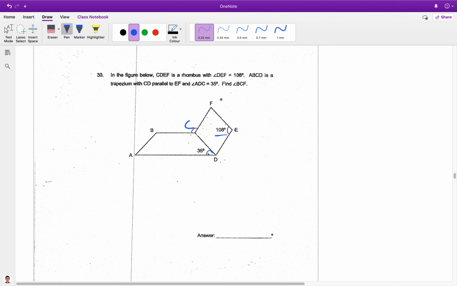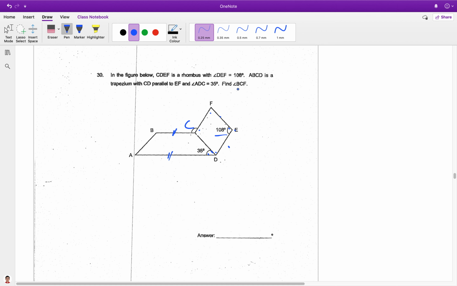For this kind of geometry question, we need to understand the different shapes and their characteristics. For example, the rhombus: this side is parallel to this one, and this one to this one, and also the four sides are equal, which means this angle equals this angle, and this one equals this one. And for the trapezoid, this one is parallel to this one. Then we have the angles we can mark.